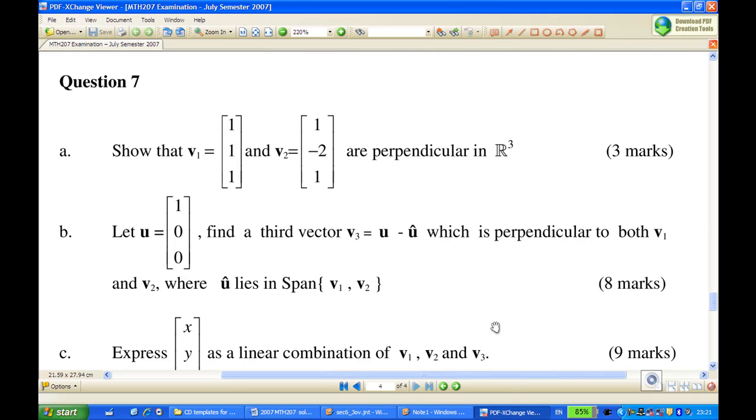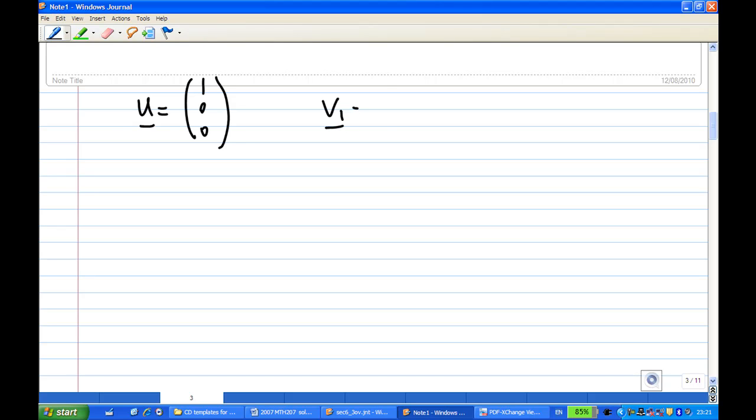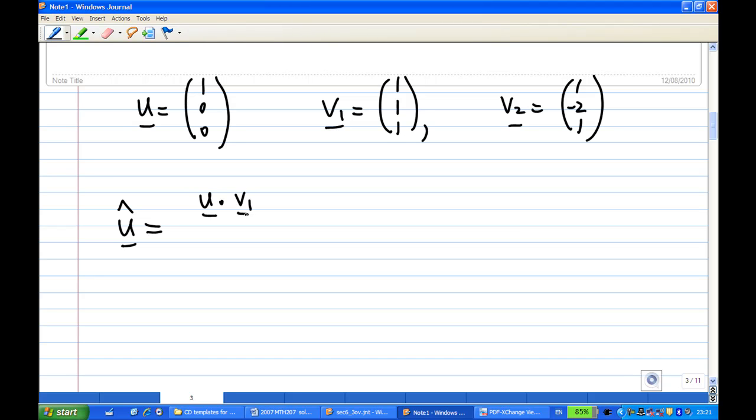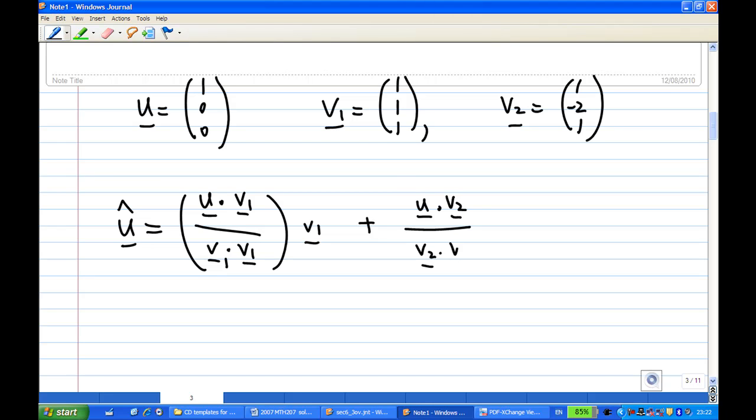V1 is (1, 1, 1), V2 is (1, -2, 1). So U cap in this case, the vector that lies in the span of W, will be U dot V1 over the length of V1 squared, V1 dot V1, multiplied by V1, plus U dot V2 over V2 dot V2, times V2.